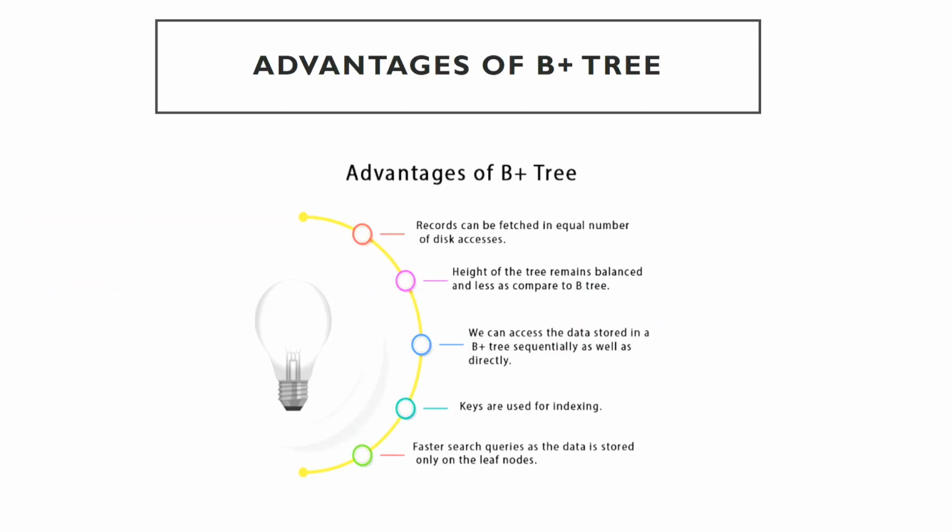So, coming to the advantages of B+tree. What are the advantages mainly? Records can be fetched in an equal number of disk accesses. The height of the tree remains balanced and is lesser compared to B-tree. We can access the data stored in a B+tree sequentially as well as directly. Keys are used for indexing. The fifth one is faster search queries, as the data is stored only on the leaf nodes.